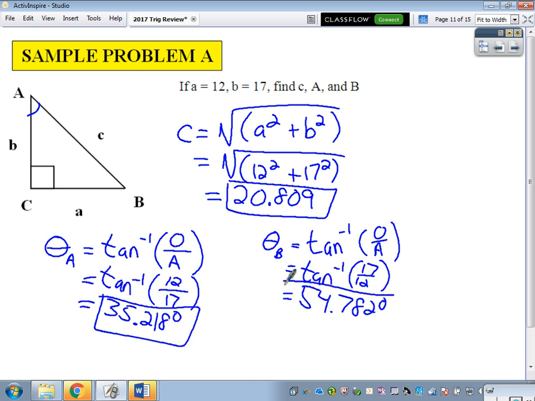54.782 degrees is Will's response. And I believe that's what we should be getting for them. Okay. Any questions on sample A? Okay, let's roll to sample B.